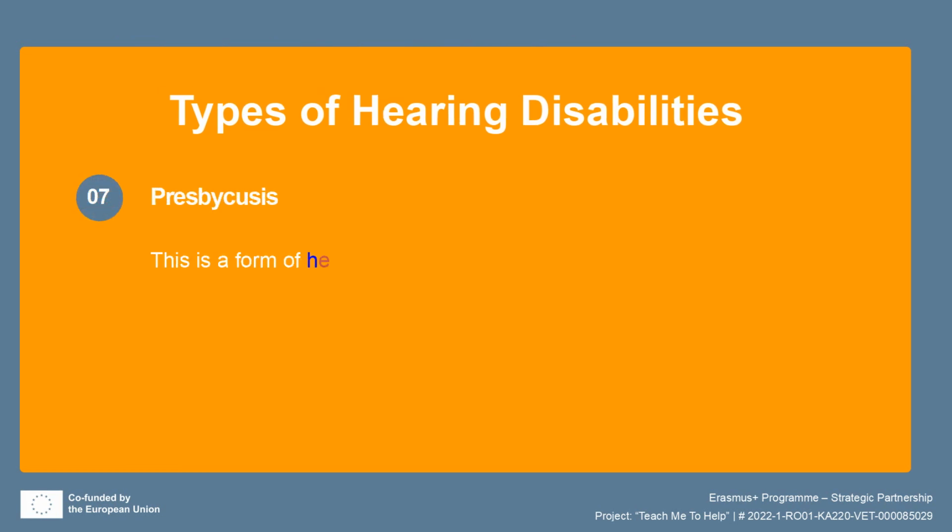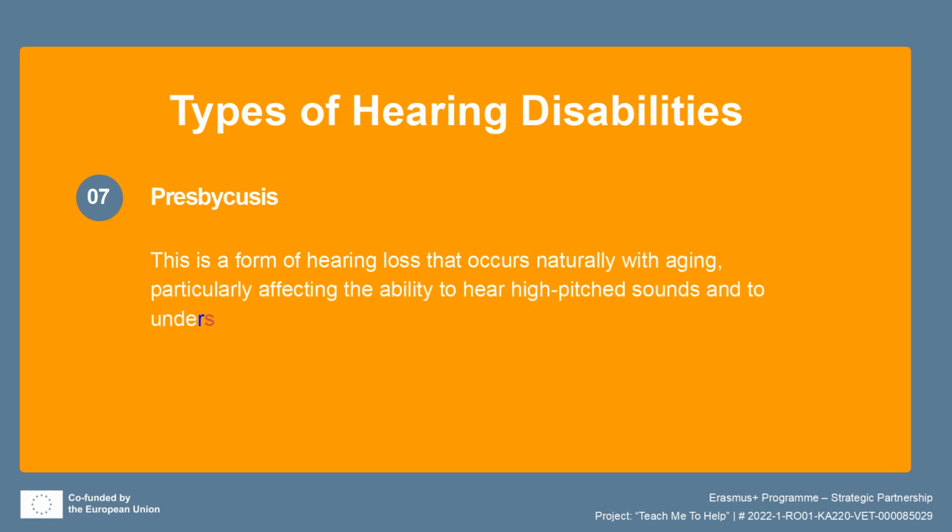Presbycusis. This is a form of hearing loss that occurs naturally with aging, particularly affecting the ability to hear high-pitched sounds and to understand speech in noisy environments.